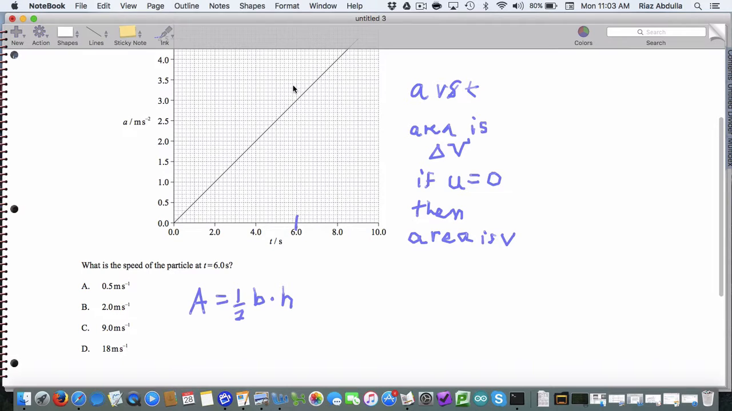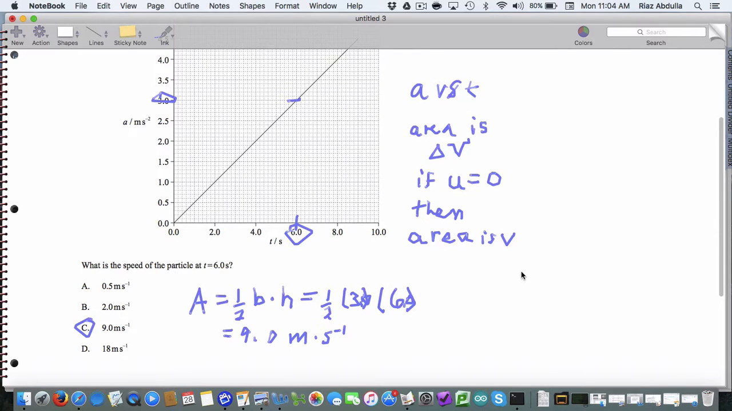The base is 6, the height is 3, so that's going to be 1/2 times the base, 6, times the height, 3. That's 1/2 of 18. That's going to be 9.0 meters per second. Let me just add these decimals here to make it complete.